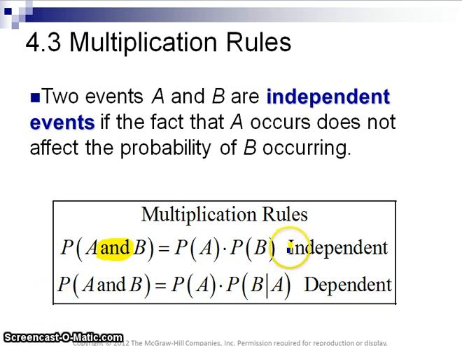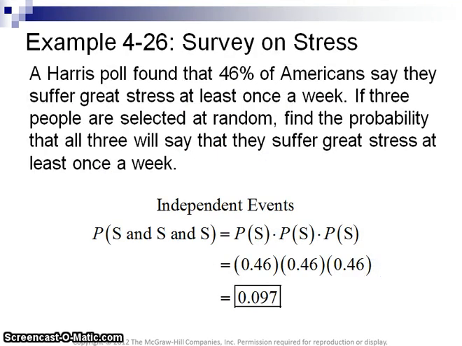So if the 2 events are independent, and by being independent, that means the fact that A occurs does not affect the probability of B occurring. And we'll look at an example of that in a moment. But the rule just says we're going to take those 2 probabilities and multiply them. Now, if the events are not independent, if the events are dependent, it's worded a little bit differently.